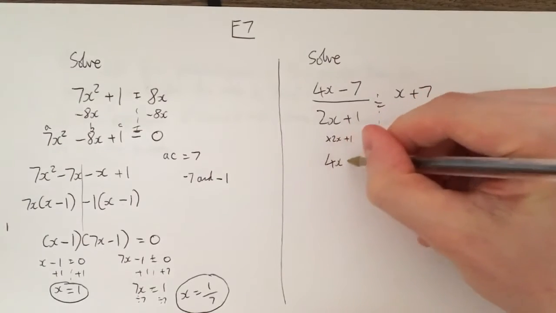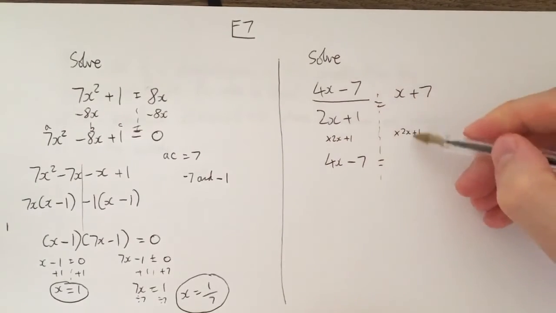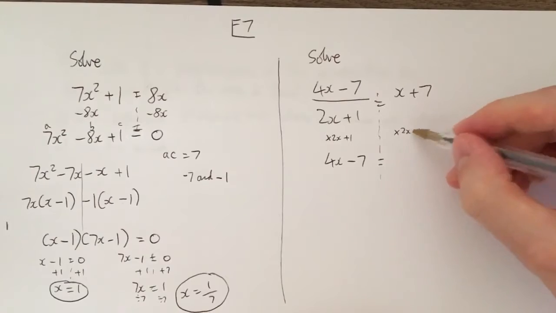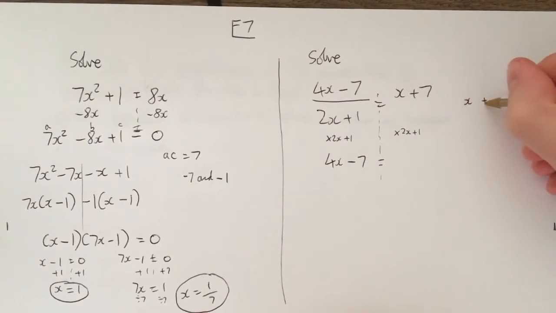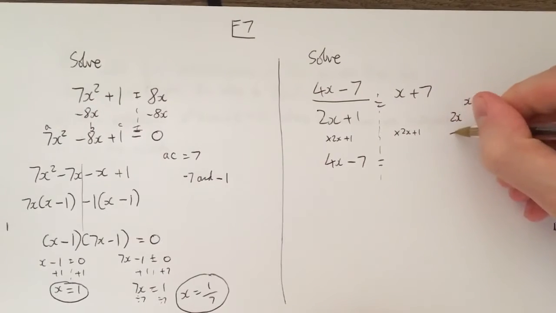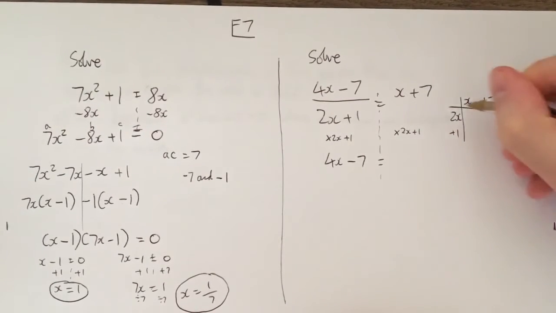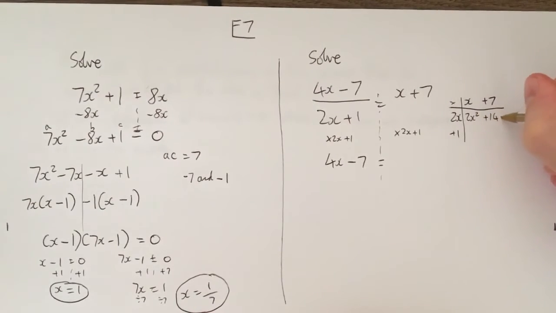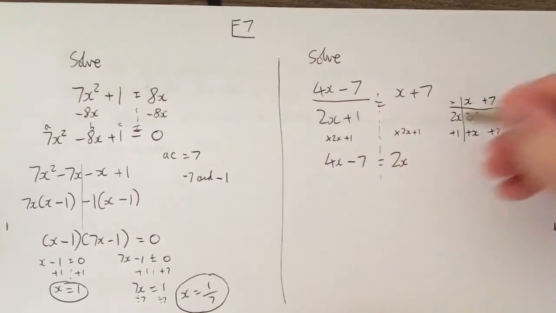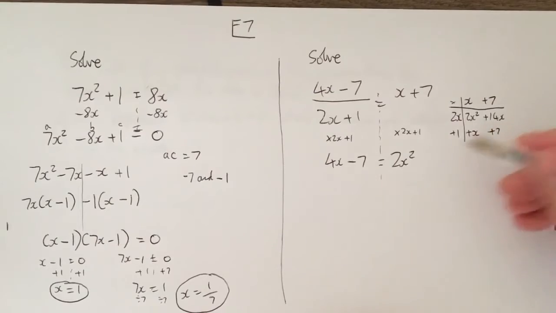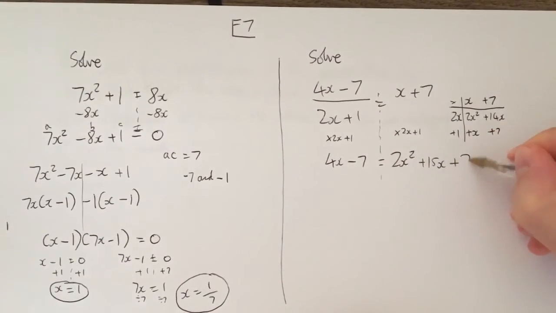So I've got 4x minus 7 here. This obviously is just expanding brackets. I might actually work it out separately here. So I've got x plus 7 and 2x plus 1. It'd be 2x squared plus 14x plus x plus 7, which becomes 2x squared, then I add these two together, so it'd be 15x, and then add 7.